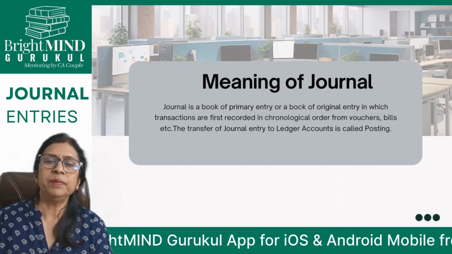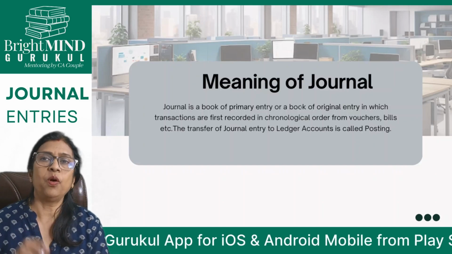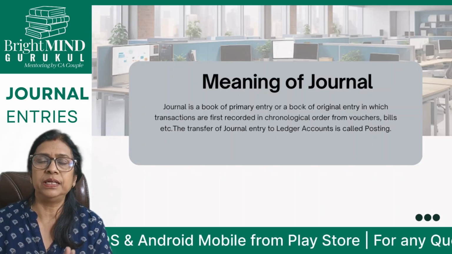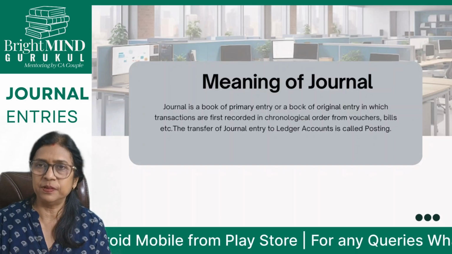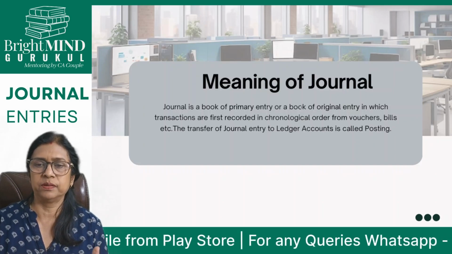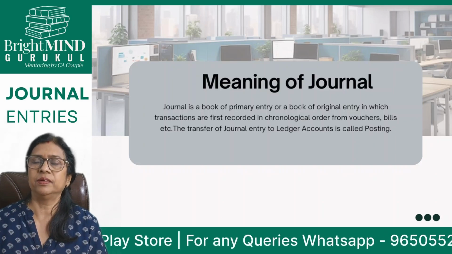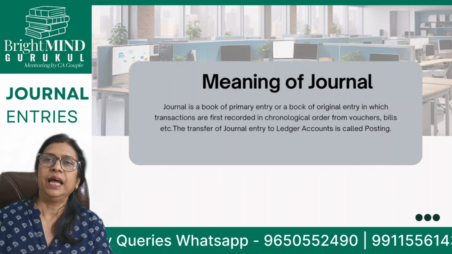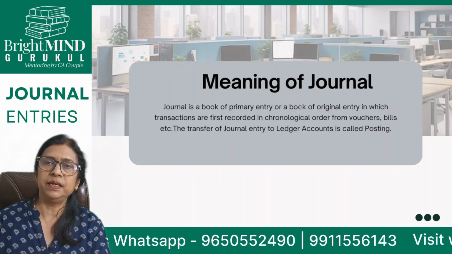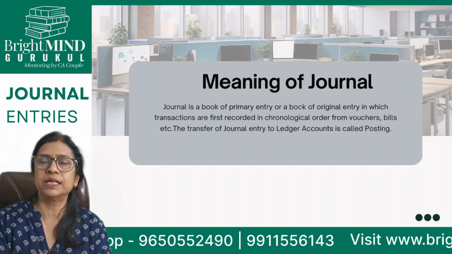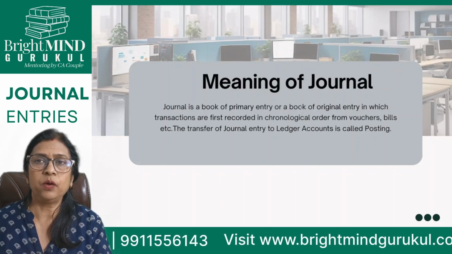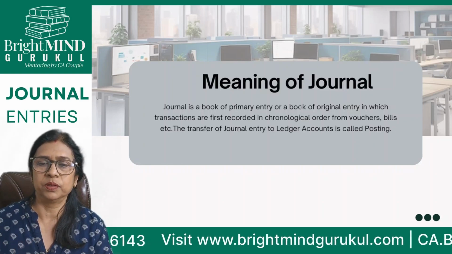So what do you mean by journal? It is called the book of prime entry. That is the book of original entry, where all the entries are first entered and then they are posted to a ledger, and then the trial balance is made, and then finally the profit and loss account and the balance sheet. So it is very important that you record properly in the journal book.